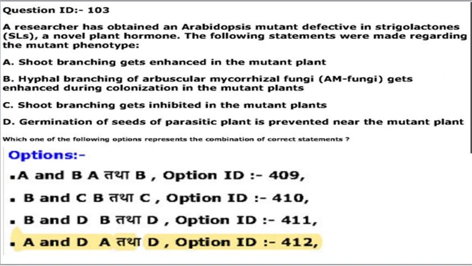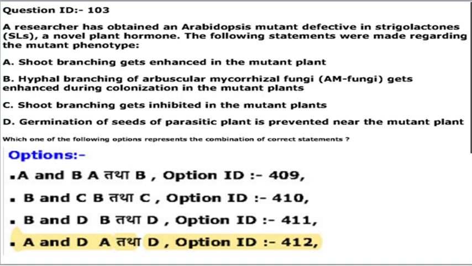Next, hyphal branching of AM fungi gets enhanced during colonization in the mutant plant. If you take the function of strigolactone, that is SL, it induces hyphal branching. But here this plant does not have strigolactone. It is a mutant, which means it doesn't have the SL hormone at all. So at this point it cannot enhance; it should suppress because SL is not present. So option B is absolutely wrong.